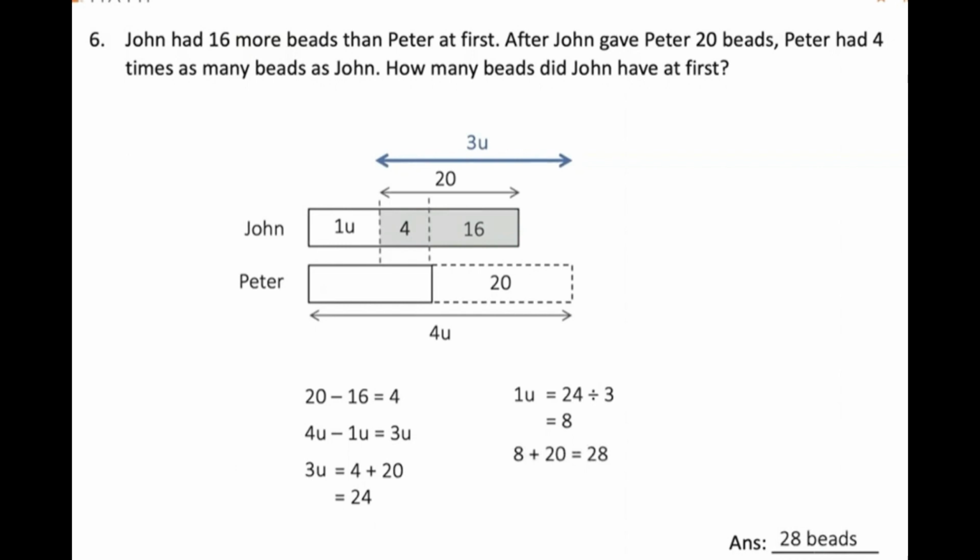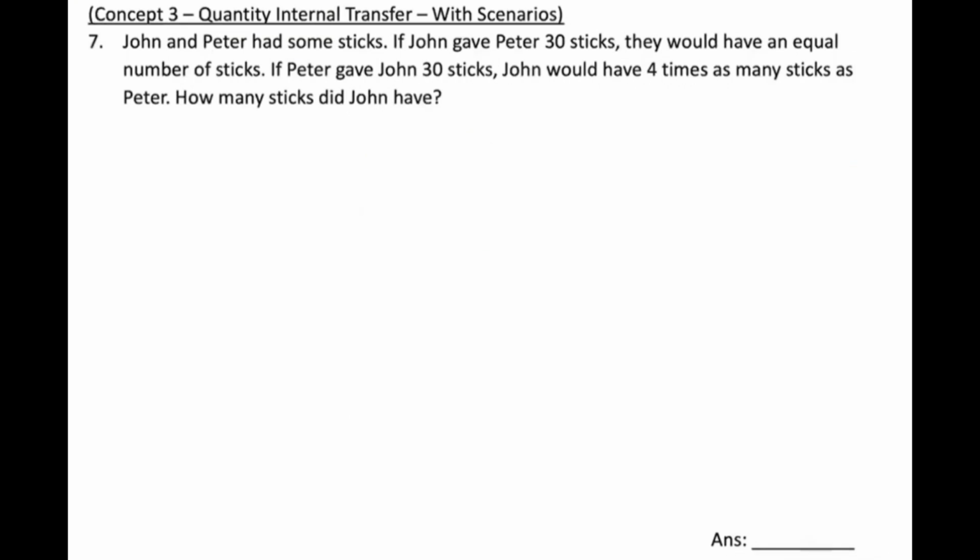Question number 7. So let's do this. John and Peter had some sticks. If John gave Peter 30 sticks, they would have an equal number of sticks. If Peter gave John 30 sticks, they will have 4 times as many sticks as Peter. So this is a scenario question. There's two scenarios, right? If this and then double if. If this happens, they have equal. If this happens, John has 4 times as many as Peter. Okay, so let's do the first scenario.